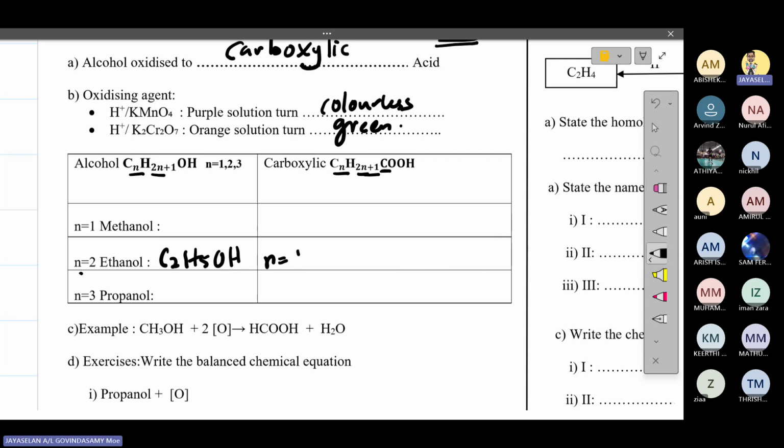So tolak 1, you apply n=1. So C1, H(2×1+1), COOH, you guys will get what? Okay, you guys will get this formula, CH3COOH. When you calculate 1 plus 1, 2. Ia pun 2. Understand? Understand? Sir, I still don't understand.